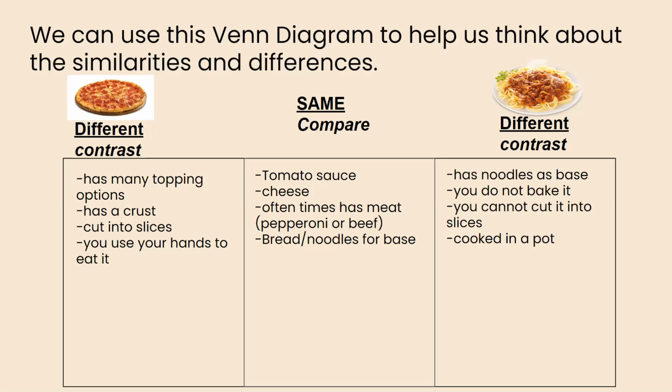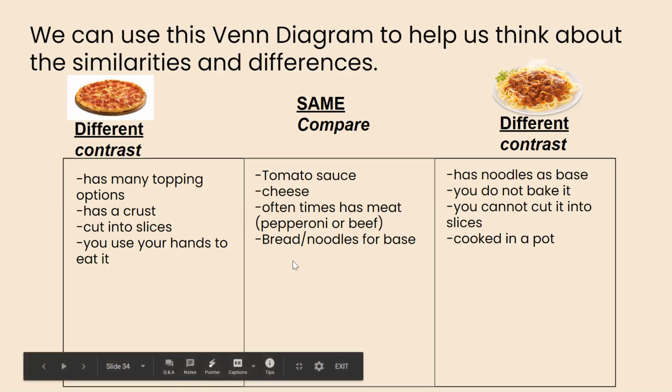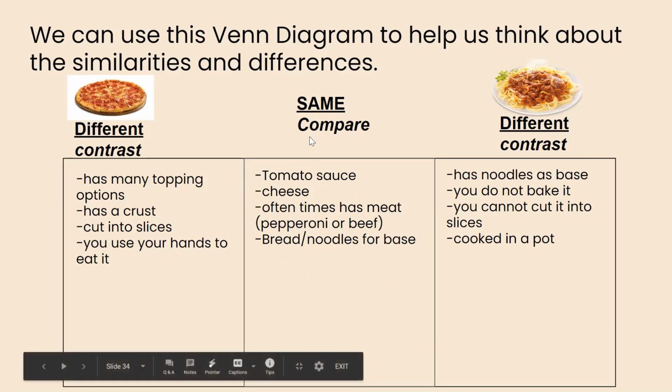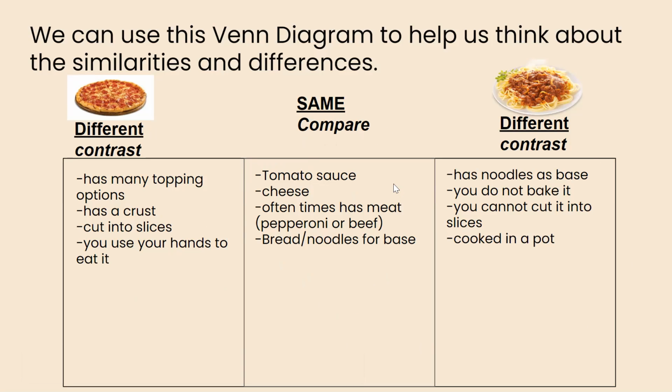So when we look at all of this, we can see that in the middle here, this is what we call a Venn diagram. And oftentimes it's shaped like two circles that overlap. But when we're typing into things, I felt like it was easier to use rectangles. So in the middle here, I have the things that are the same. And then on this side, I list all the things that are just for pizza and all the things that are just for spaghetti.